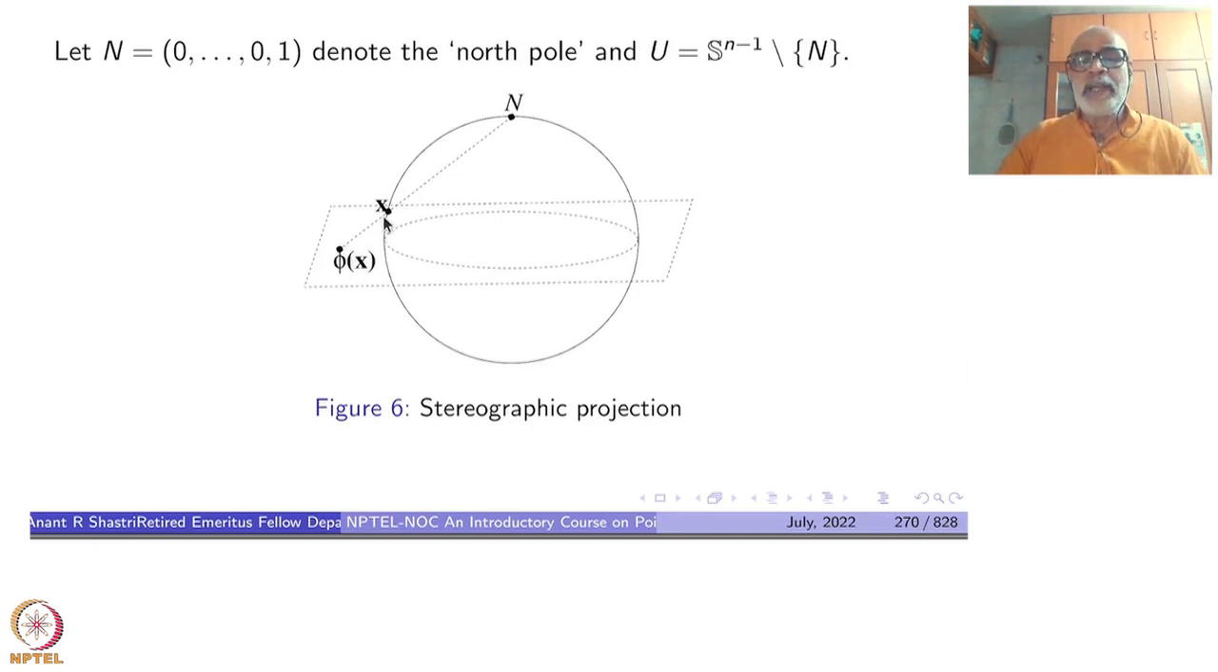So what is this function? x goes to phi of x. This is called the stereographic projection, the stereographic projection usually, but you can specify this from the north pole.